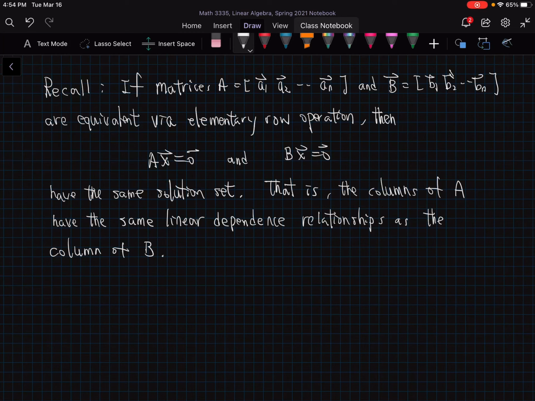All right, now the last topic of section 2.8. If you're randomly given a matrix, how do you find the basis for the column space? Let's recall, if matrices A and B are equivalent via elementary row operations, then AX equal to 0 and BX equal to 0 have the same solution sets. We have done that before.